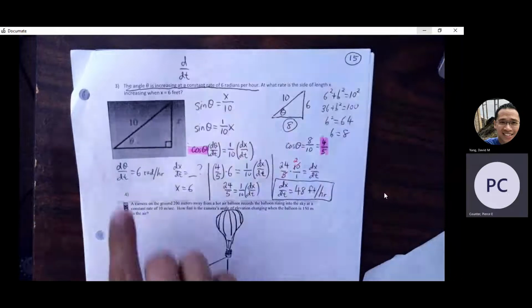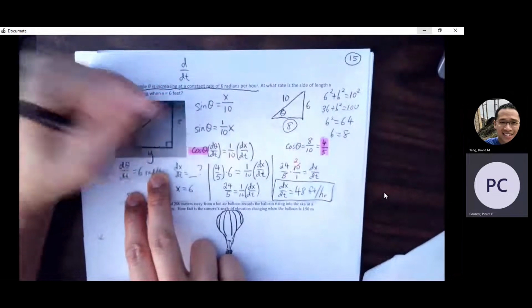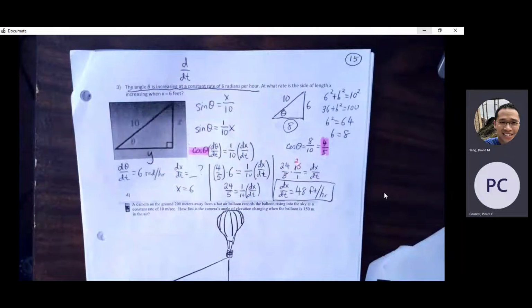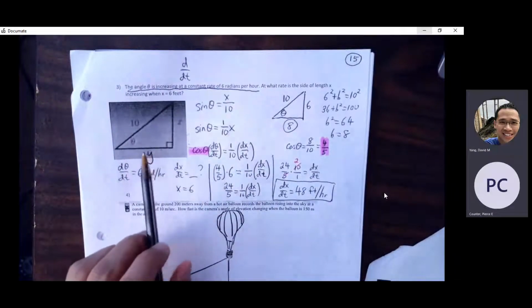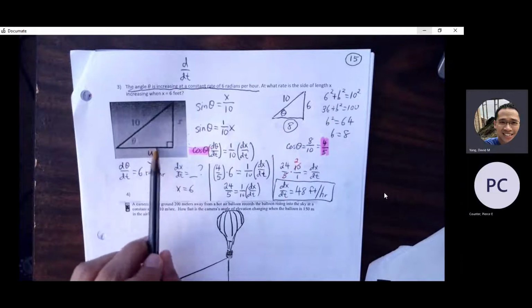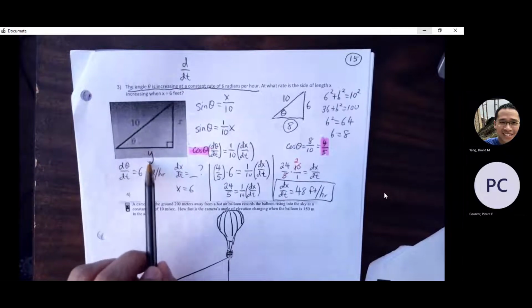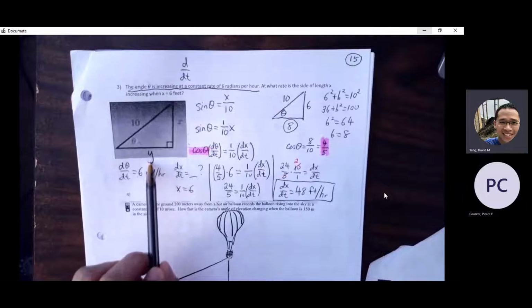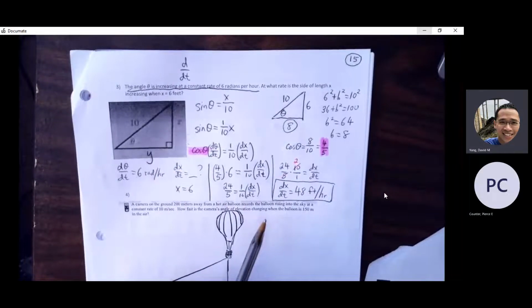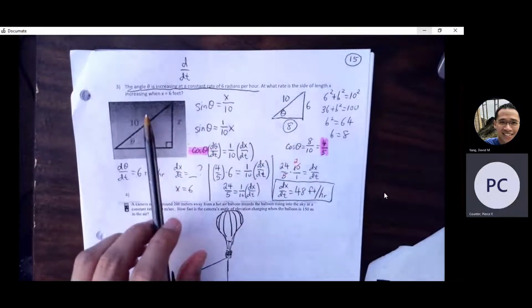Okay. Wait, but I was curious because when x equals 6, I thought technically then you know that y equals 8. Yes, y did equal 8, but y is a changing value. Oh. So there's a dy/dt, but we don't know what dy/dt is. Okay. So that's why you just avoid that.